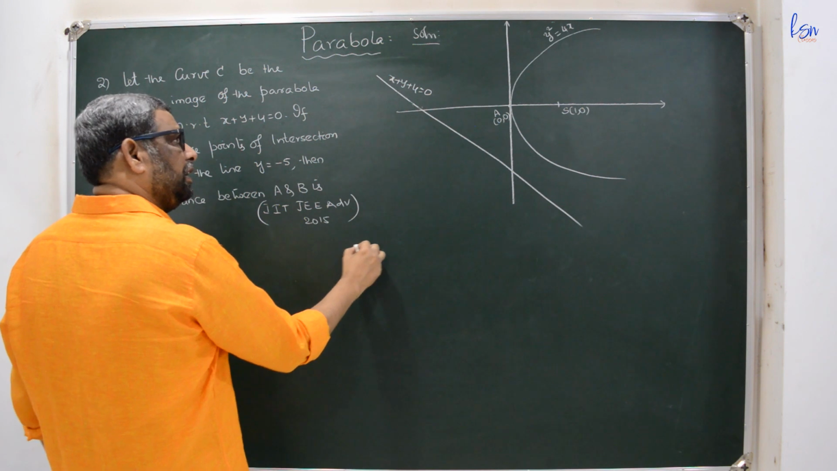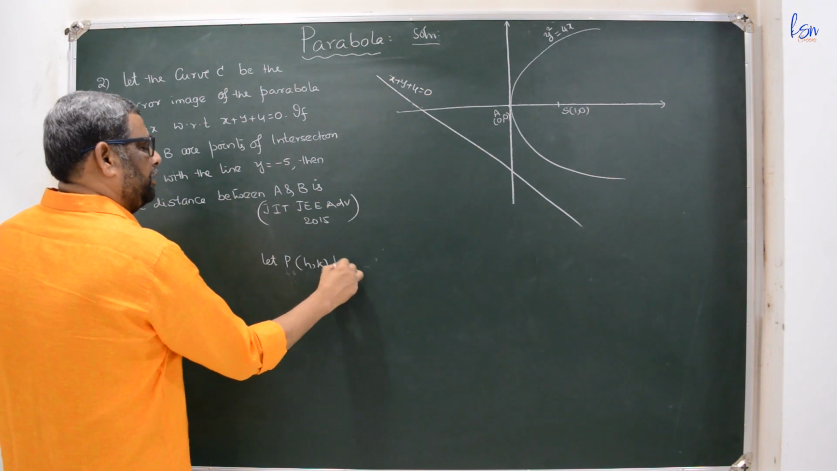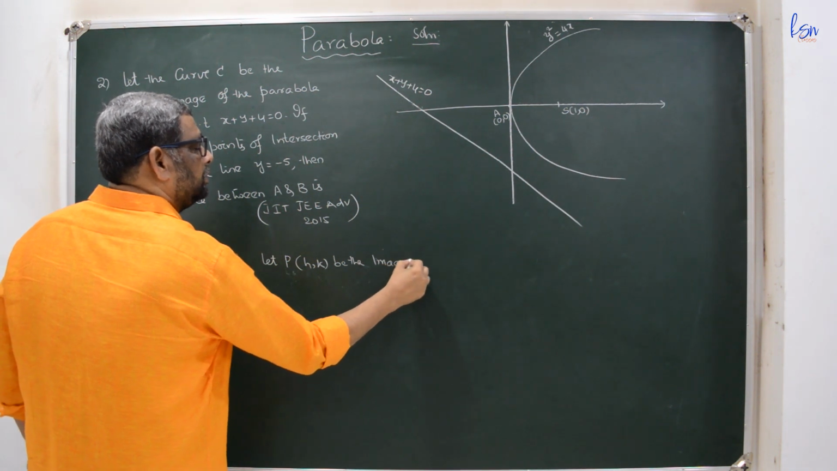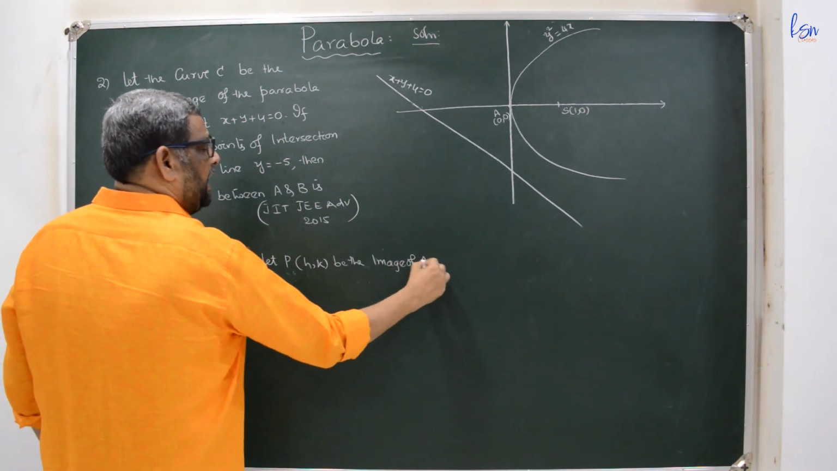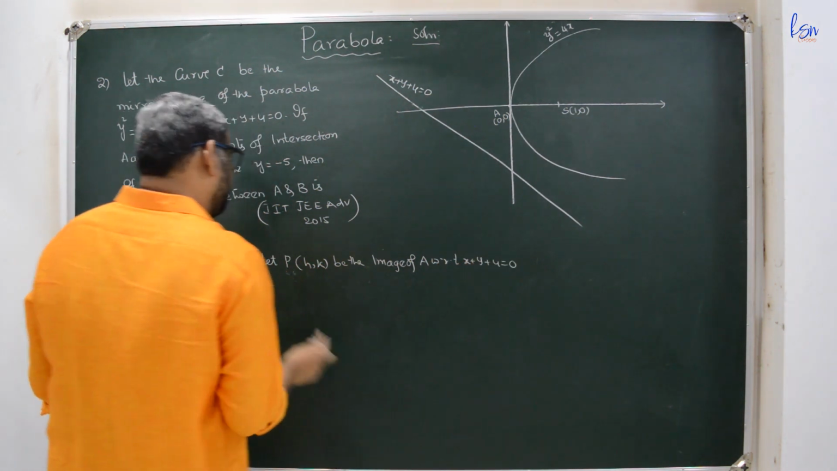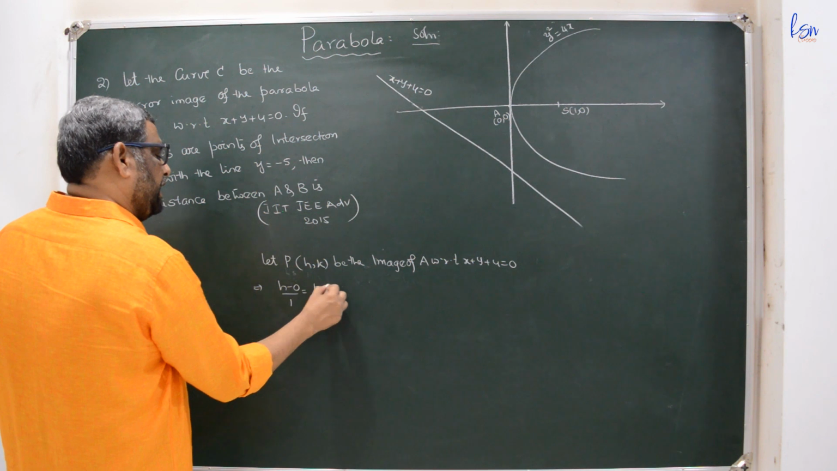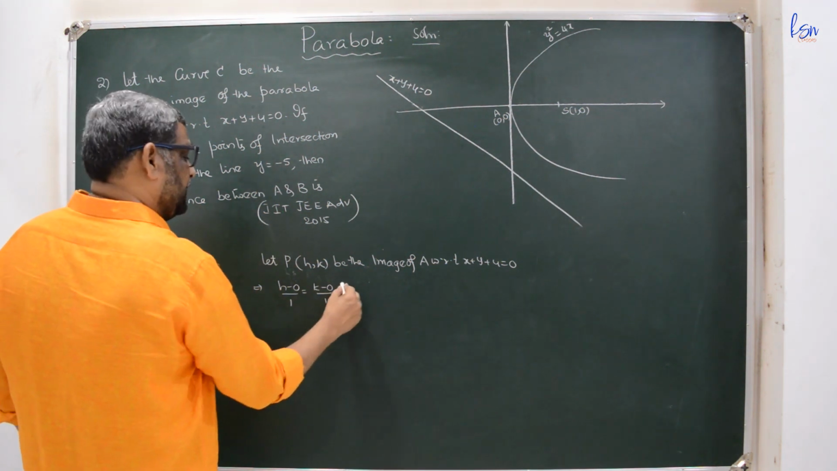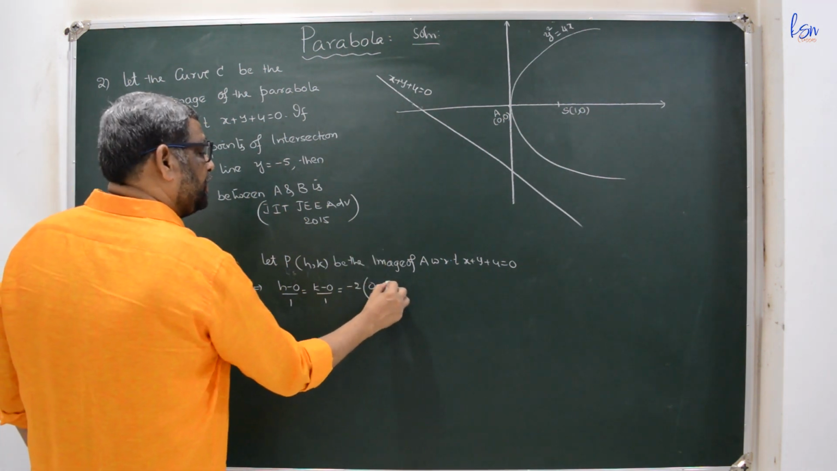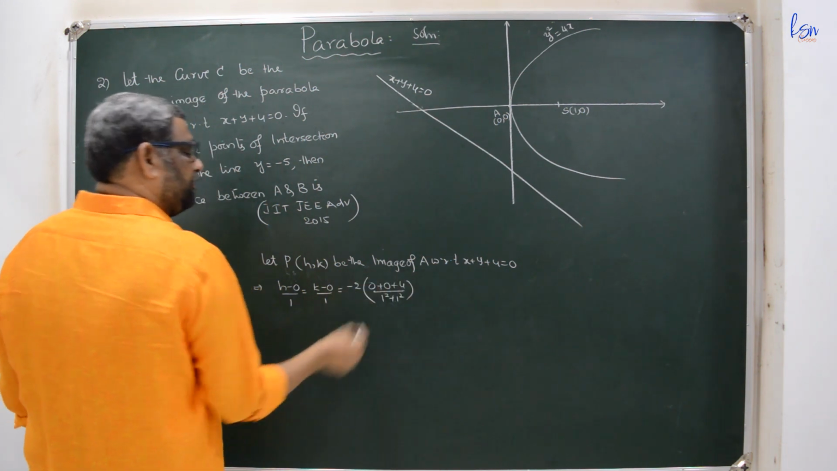Now let P(h, k) be the image of A with respect to x plus y plus 4 equal to 0. It implies (h minus 0)/1 is equal to (k minus 0)/1 equal to minus 2 into (0 plus 0 plus 4)/(1 square plus 1 square). This is the formula for the image.